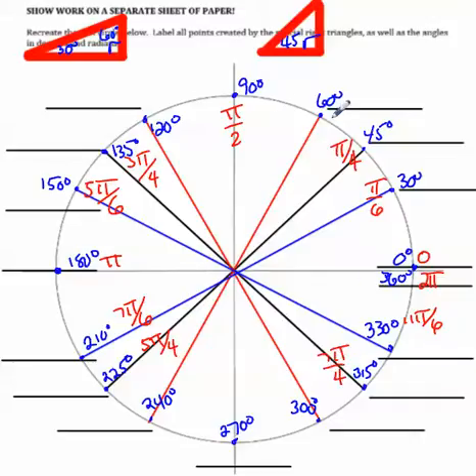Alright, and then the red lines are in the pi over 3 family. 60 times pi over 180 simplifies to pi over 3. And then in our pi over 3 family, the next one will be 2 pi over 3. 3 pi over 3 is the same as pi. Then down here we get 4 pi over 3.